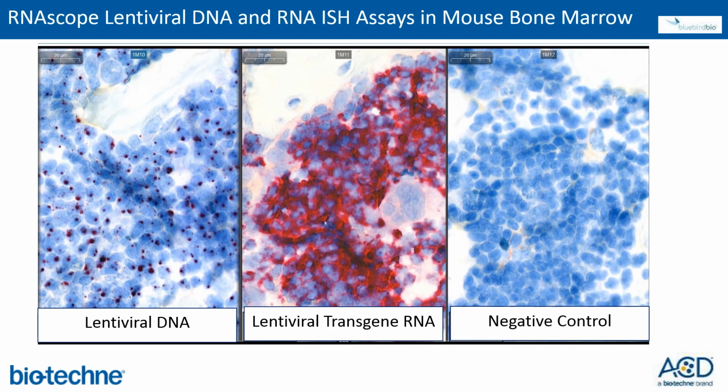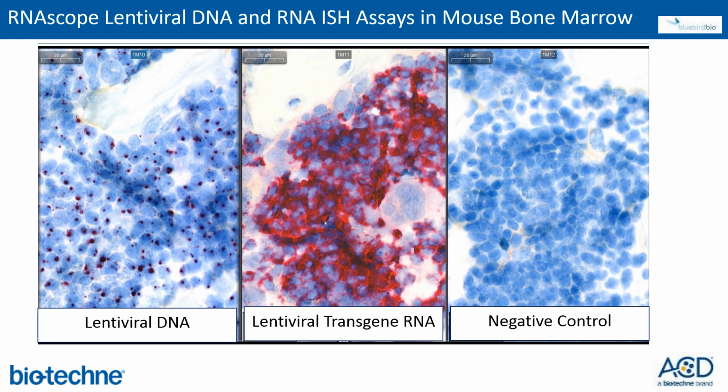In the context of cell and gene therapy, this same assay can be used as a means of detecting and tracking the presence of lentiviral transduced cells. This is data generated by Bluebird Bio, looking at cells transduced with lentivirus and expressing a therapeutic transgene. What's shown on the left-hand side is a DNA-ish assay using RNAscope. In the middle, same RNAscope, different probe, now detecting the transgene expressed from that lentivirus.